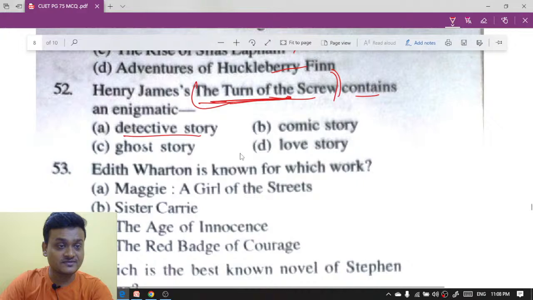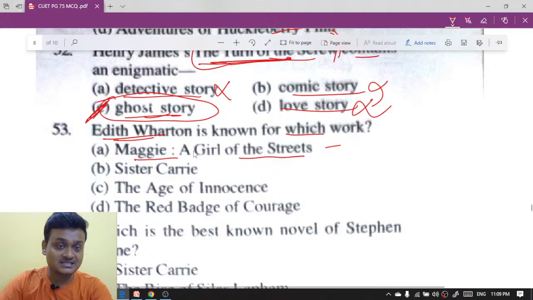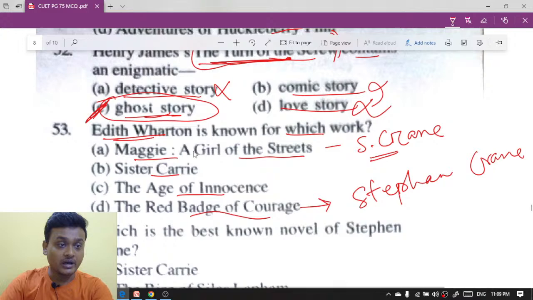Edith Wharton is known for which work? Maggie, A Girl of the Streets was written by Stephen Crane. Stephen Crane has written Maggie, A Girl of the Streets. Sister Carrie, The Age of Innocence. The Red Badge of Courage was also written by Stephen Crane. So Maggie, A Girl of the Streets and The Red Badge of Courage are two works written by Stephen Crane, whereas Sister Carrie was written by Theodore Dreiser.